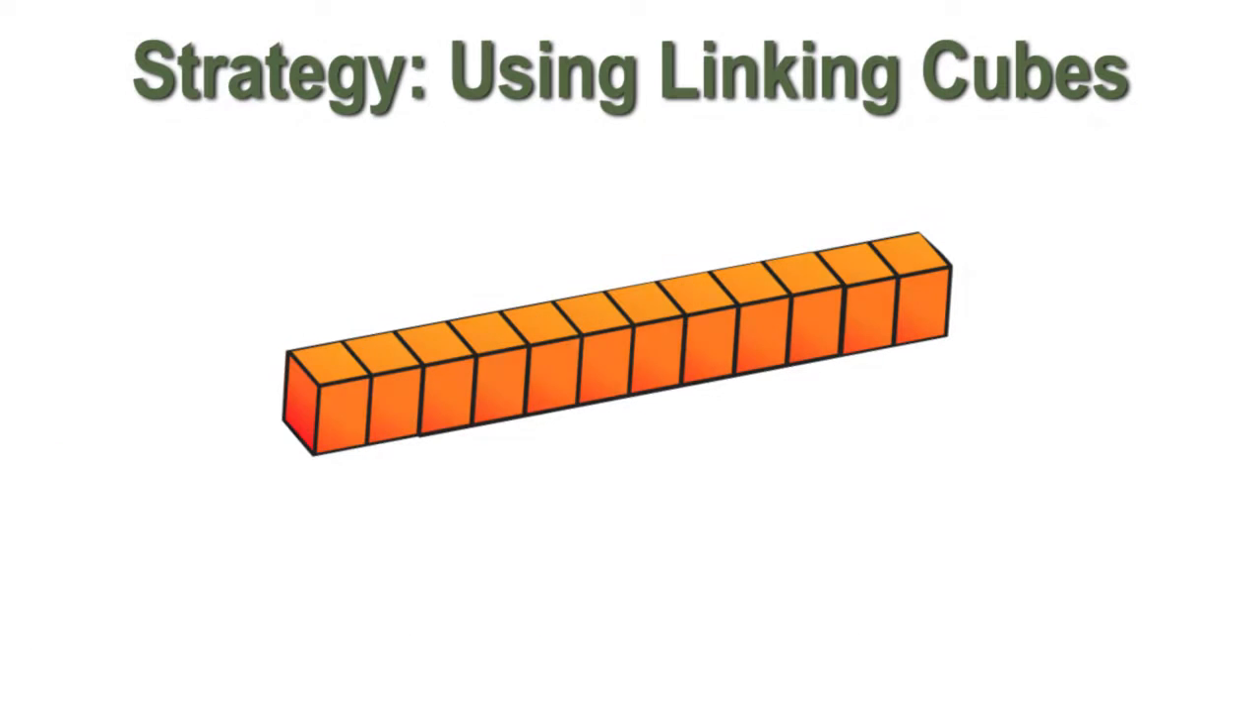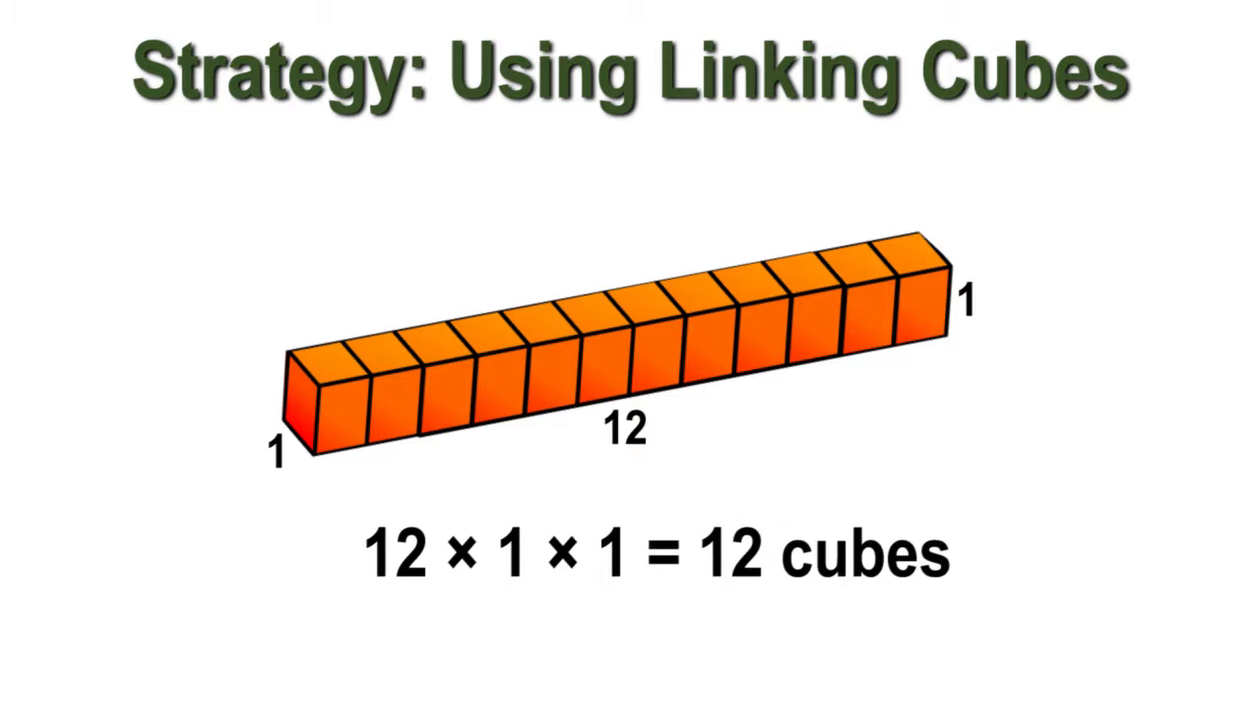We can begin by using linking cubes to construct a prism with a volume of 12 cubes. One way to construct this prism is by linking 12 cubes in a row. The dimensions of this rectangular prism can be written as 12 cubes in length by 1 cube wide by 1 cube high equals a volume of 12 cubes.